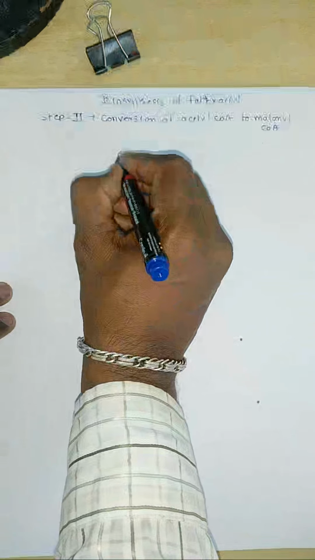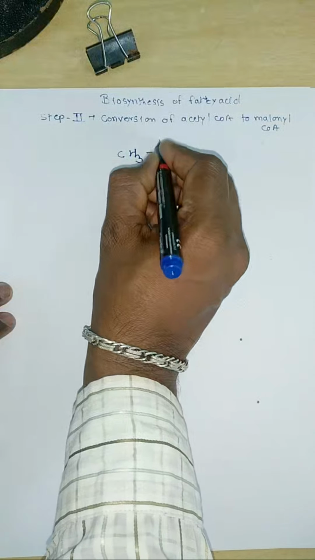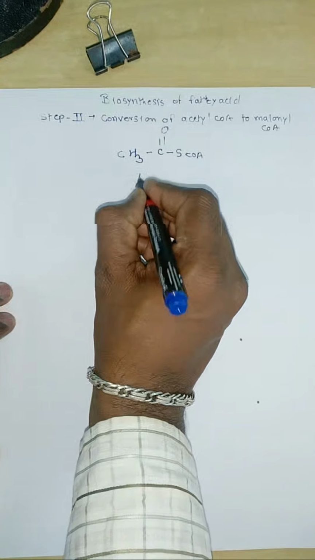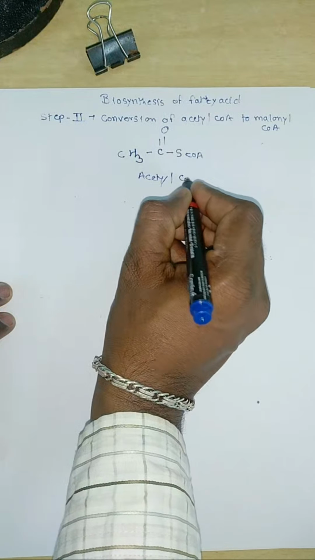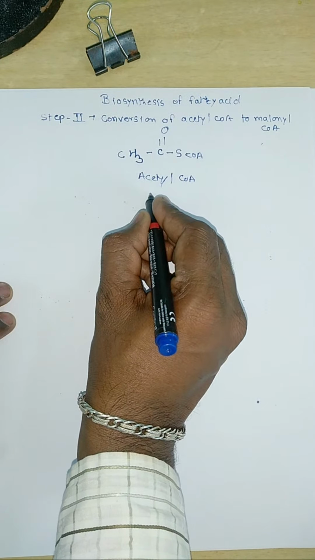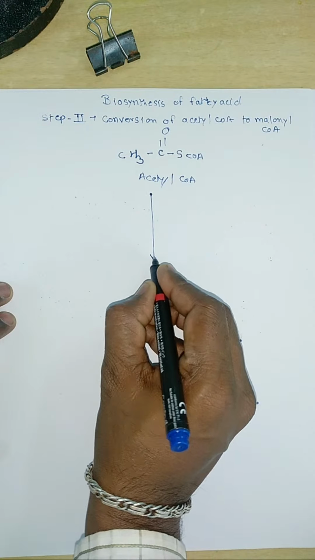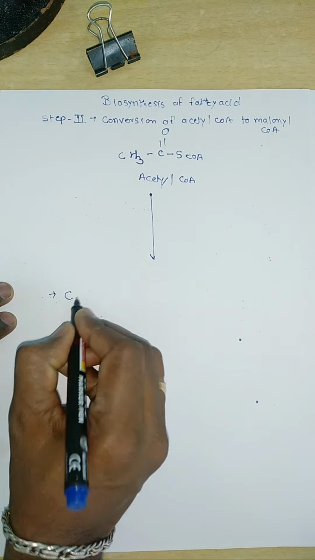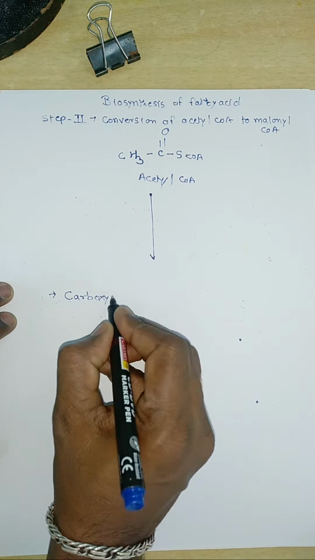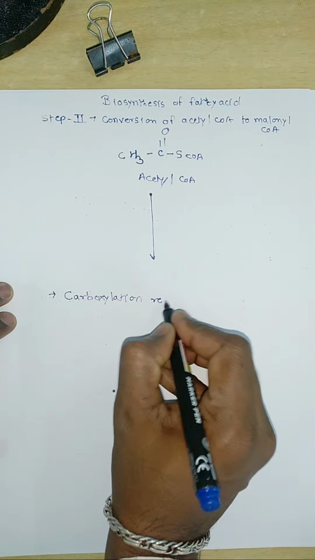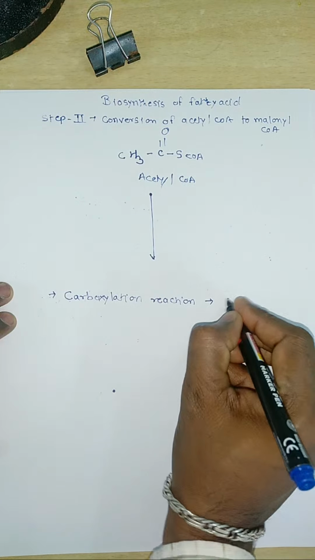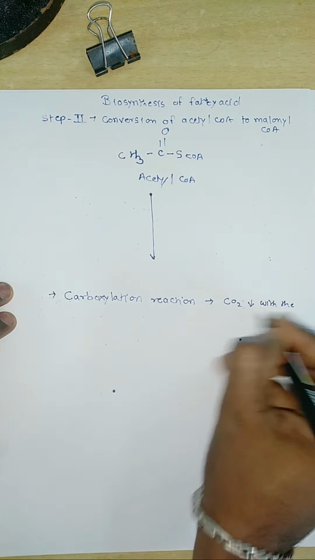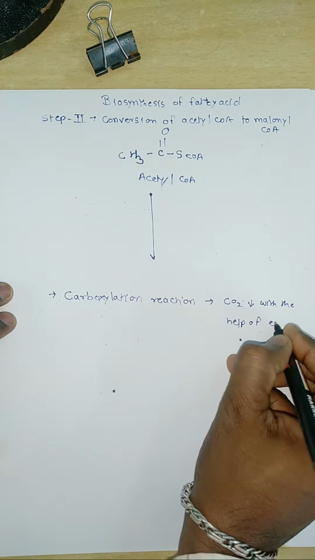Now we are drawing the structure of acetyl CoA, that you know, CH3CO-SCoA. This is acetyl CoA. Now the second step, the conversion of acetyl CoA to malonyl CoA, is known as a carboxylation reaction. This carboxylation reaction requires carbon dioxide to be fixed with the help of an enzyme.